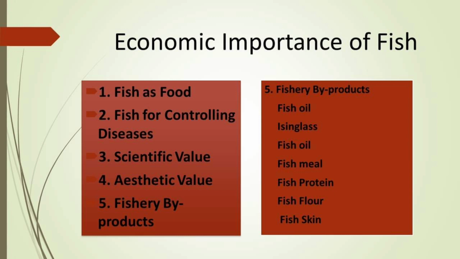Next, we have the fishery byproducts. Includes fish oil, isinglass, fish meal, fish protein, fish flour, fish skin. Fish oil is extracted from the liver of sharks, etc. I have here isinglass. It is a high-grade collagen produced from the air bladder or swim bladder of certain fishes like catfishes and carps. The isinglass prepared in Russia is one of the best quality.